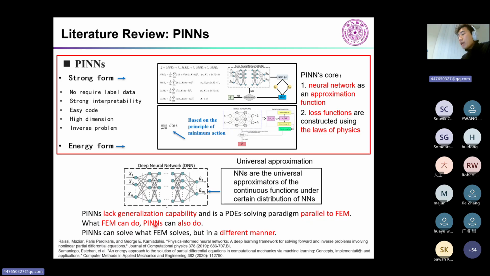And what FEM can do, PINNs can also do, because we only change the approximation function from shape function to neural networks. So PINNs can solve what FEM solves, but in a different manner, which is solved by the neural networks.